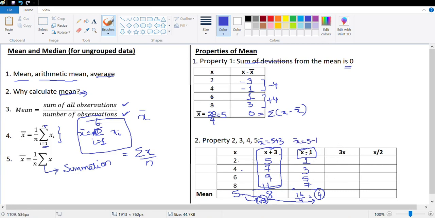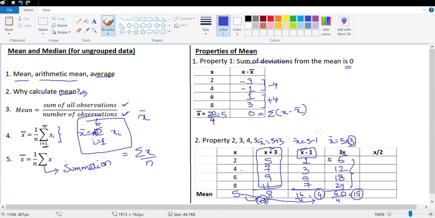Next, multiply all observations by 3. So 2 into 3 is 6, 4 into 3 is 12, 6 into 3 is 18, 8 into 3 is 24. Let's add: 6 plus 12 is 18, 18 plus 18 is 36, 36 plus 24 is 60. 60 divided by 4 is 15. Which means the new mean is the original mean multiplied by whatever number you use. So if we multiplied all numbers by 3, my mean also gets multiplied by 3.